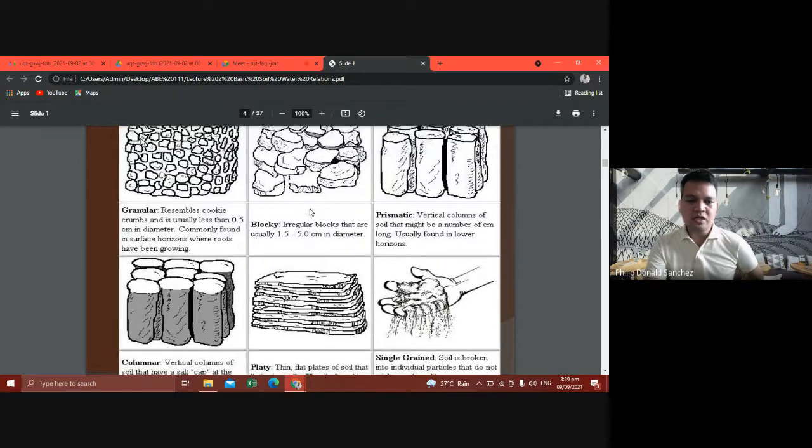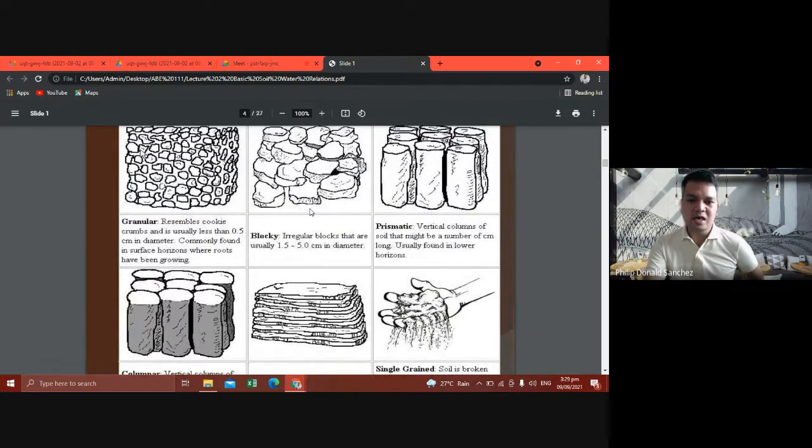So granular, from the term granules, looks like crumbs, like it crumbles. It is less than 0.5 centimeter in diameter. Sometimes others will classify rocks that are small and crumbled as part of the granulars, but they really resemble soil. You can see them in your area, along the cliffs.